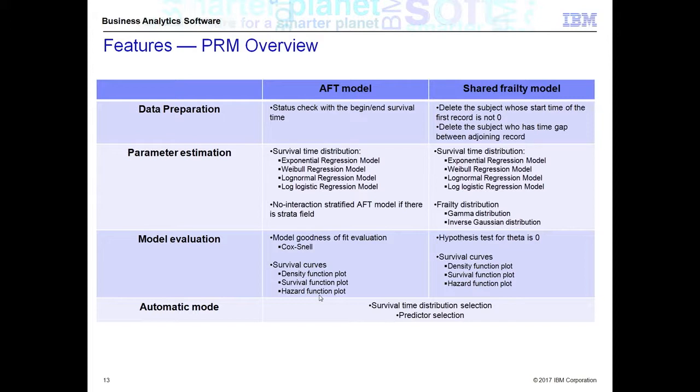PRM also supports feature selection to deal with a large number of predictors by leveraging the ADMM with lasso method. ADMM is an optimization framework for big data analysis. For scoring, PRM supports predicting survival at regular intervals, predicting survival at times specified by a variable, and calculating the hazard function.